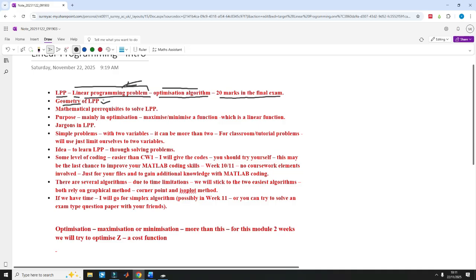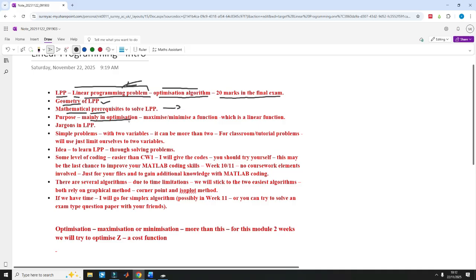And then, to solve or to learn LPP, you need to know a few fundamentals. I'm going to call this the mathematical prerequisites. Mathematical prerequisites means talking about how a linear expression will look, how a linear inequality will look, and so on. With that knowledge, you can solve some really complex problems that rely on the LPP optimization algorithm. And the main purpose of this whole video is obviously to learn something about optimization.